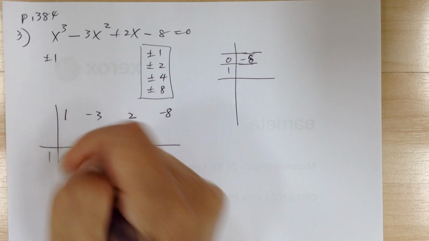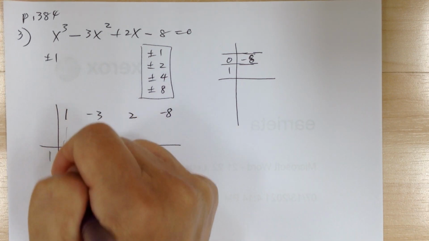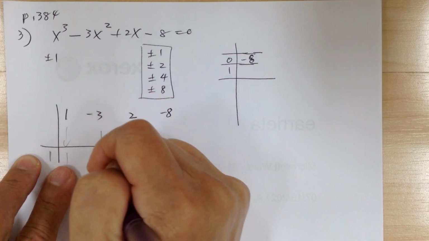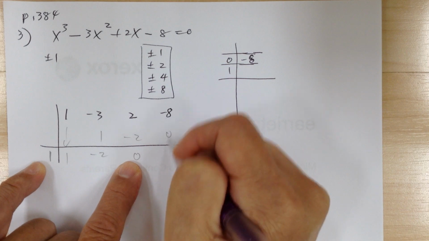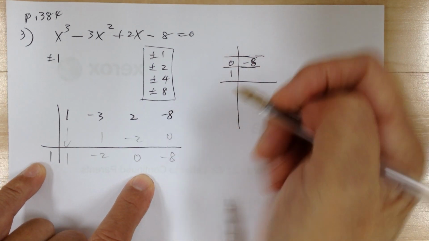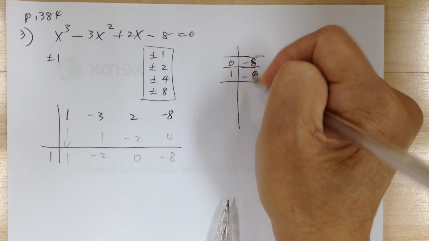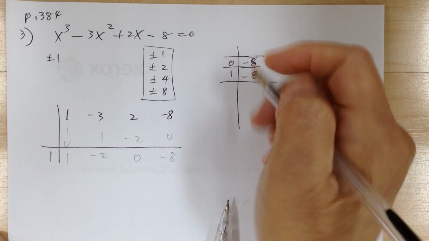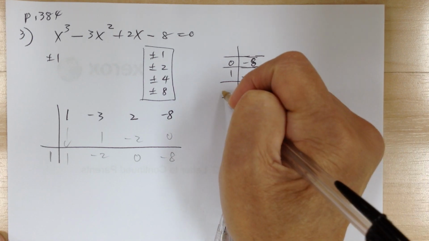I'm using the pencil over here so you can see why. So you drop, multiply, you add, multiply, you add, multiply, you add. So when I try 1, I get negative 8. So it doesn't tell me if I'm going the right direction or not. So what I'm going to do is try negative 1.